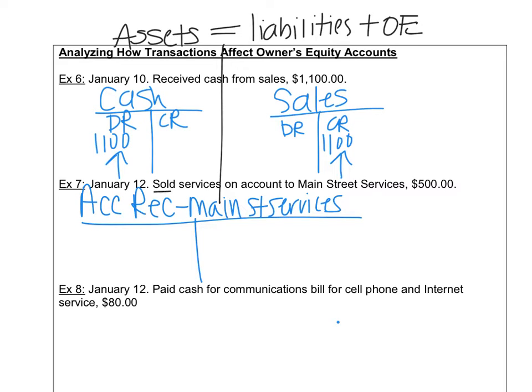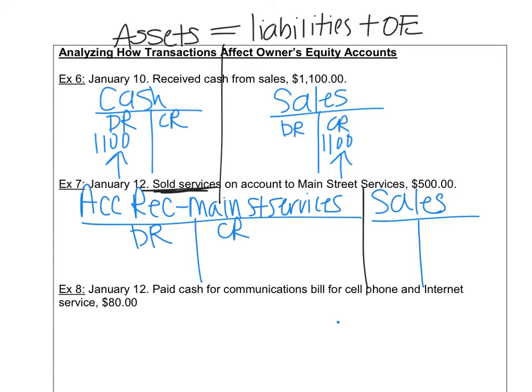But we still sold services, so that's still a sell. Anytime you see the word sold or the words sold services, that means sell. So I'm going to record that in the owner's equity account for sales. And since accounts receivable is an asset, it's going to increase as a debit. So we're charging Main Street Services $500. And then I need to increase my sales for $500 as well. So both my debit equals my credit, so I'm in balance.